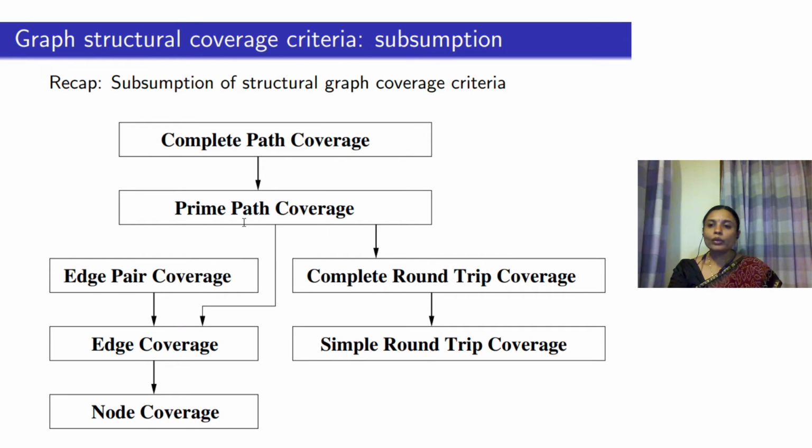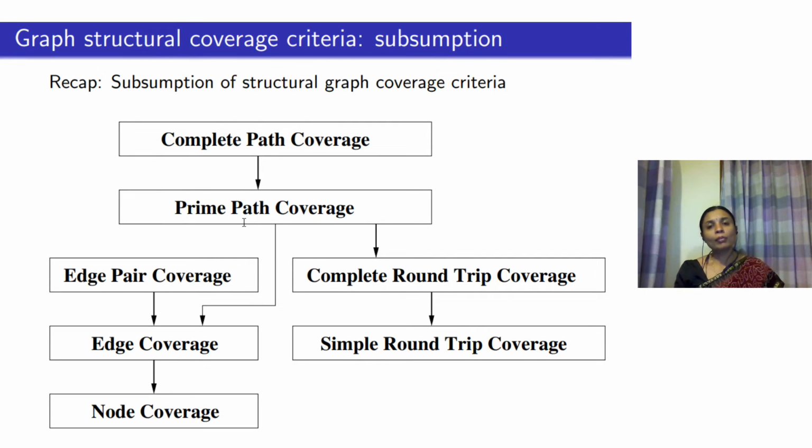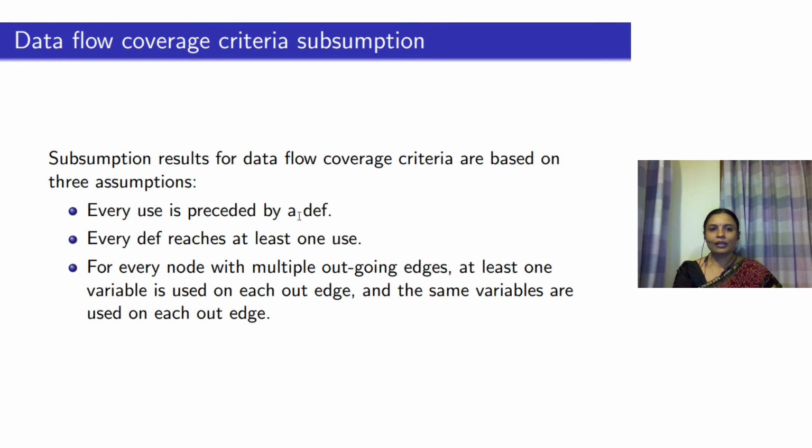Now is the time to look at subsumption. If you remember, when we looked at structural graph coverage criteria last week, these were all the coverage criteria that we looked at purely based on the CFG: node coverage, edge coverage, edge pair coverage, prime path coverage, then complete path coverage, and then we had round trips, simple round trip and complete round trip, right? So this is just a recap of what we saw earlier. Now we saw three new data flow coverage criteria, right? So we will first see how they subsume each other.